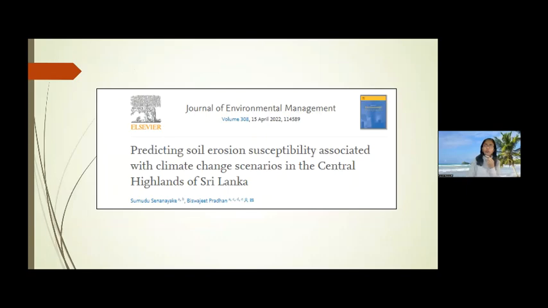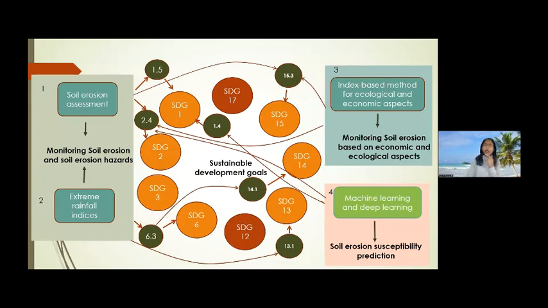These results will also be published in the Journal of Environmental Management. Further details on this assessment can be obtained from this article. Overall, the monitoring assessments in this study support achieving six sustainable development goals. The orange color indicates that actually seven SDG goals are supported by this study.